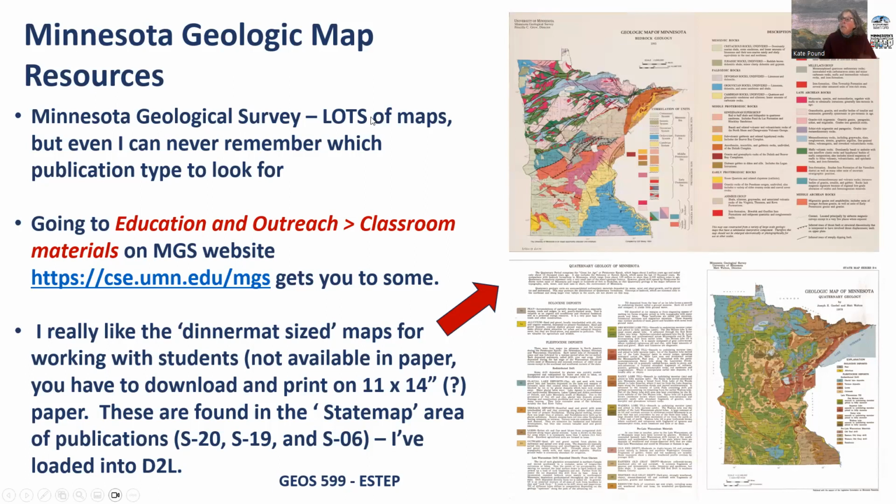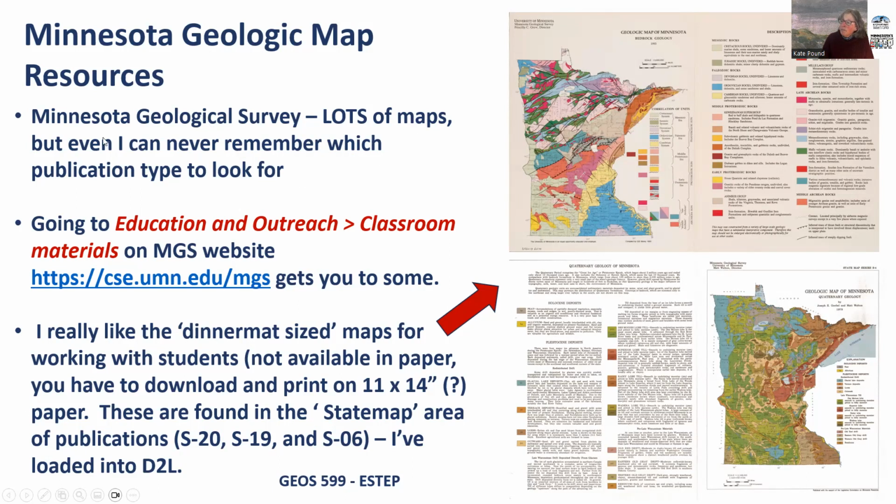There are a myriad of maps out there. Many of them are no longer available in print. One can download them, but then one either has to have good large screens or a way of printing them out. So I'm going to direct you towards some of my favorite maps for working with kids.